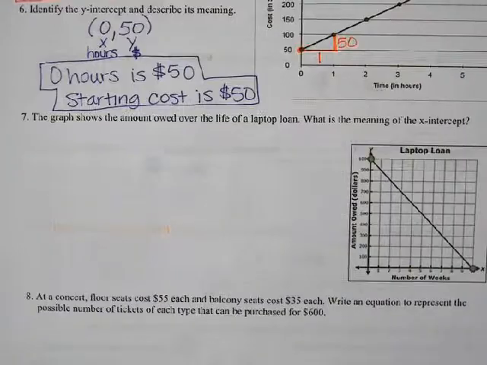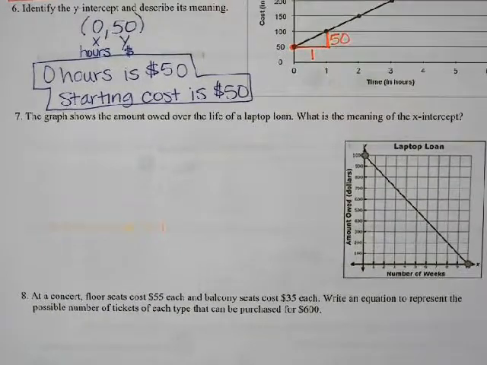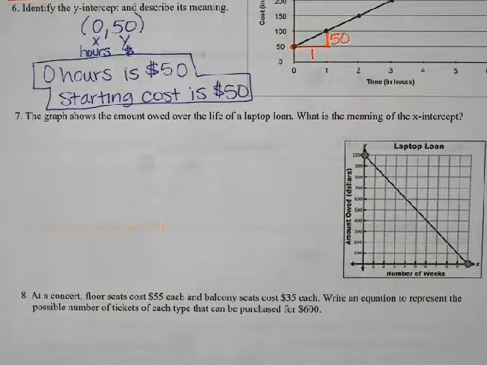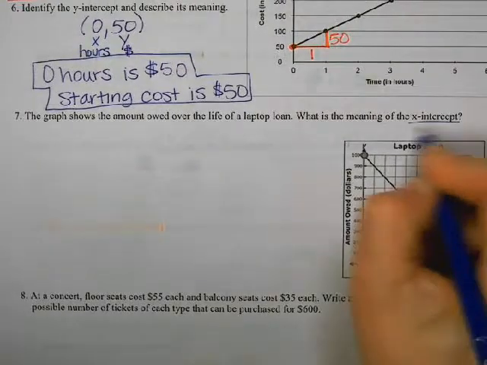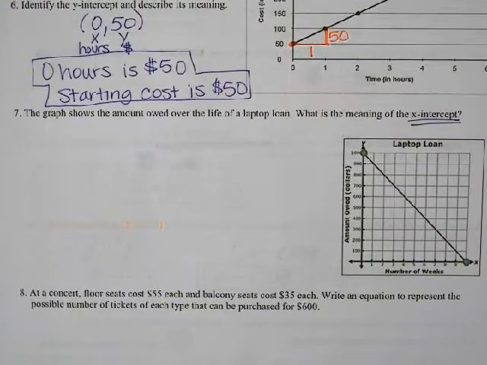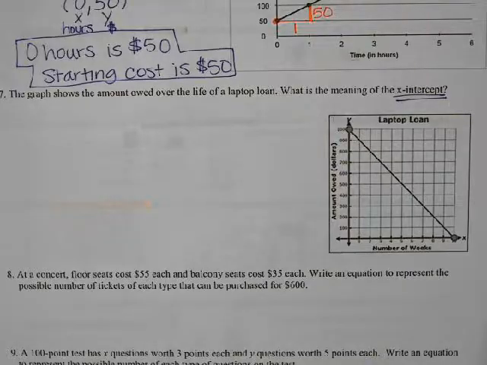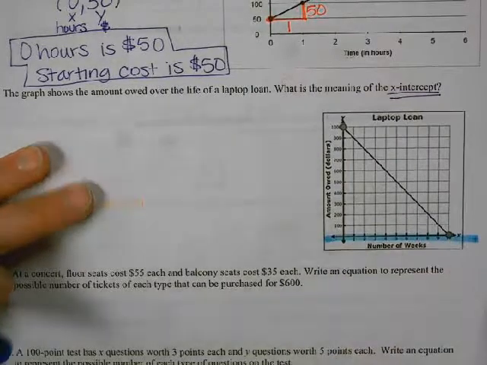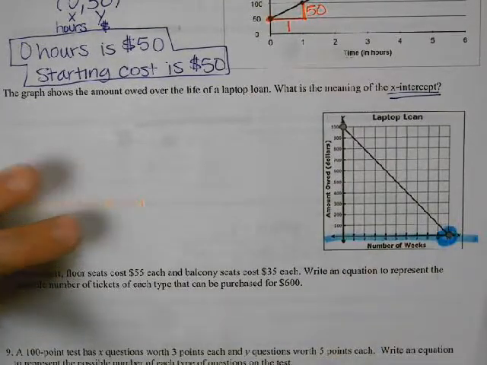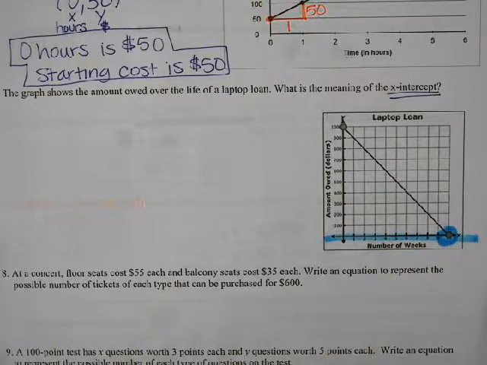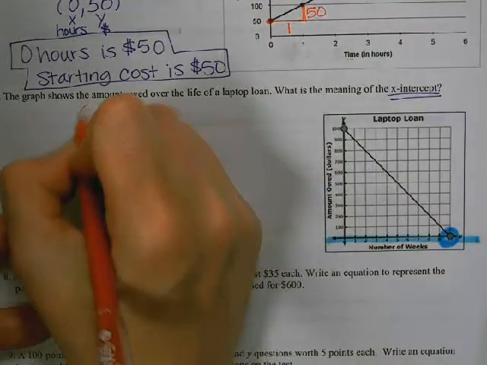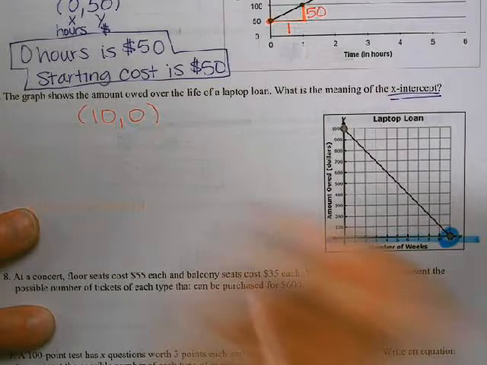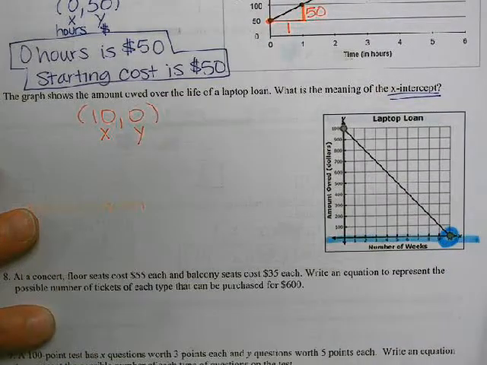Alright, number 7. The graph shows the amount covered over the lifetime of a laptop loan. What is the meaning of the x-intercept? So we're going to do this the same way that we did the y-intercept. The x-intercept is where it crosses the x-axis. So that's the x-axis, and that's the point right there. And where is that point? It's 10. So the ordered pair is 10, 0. 10 is the x, 0 is the y.